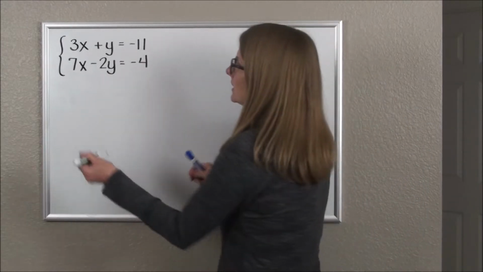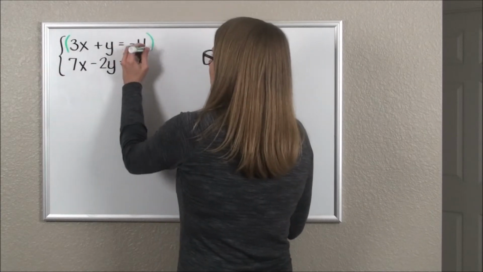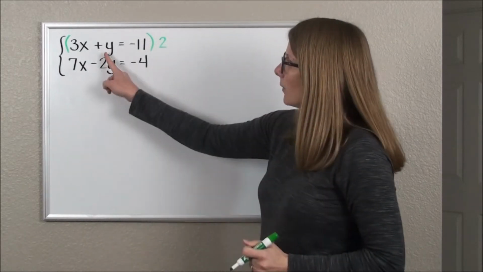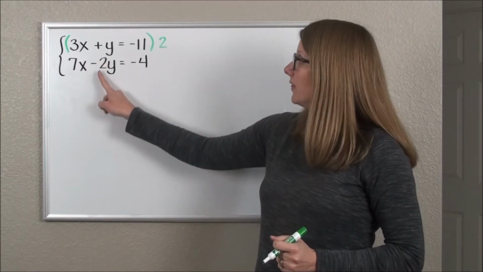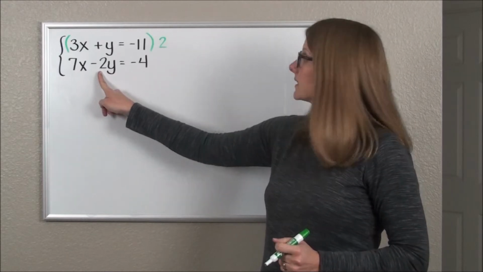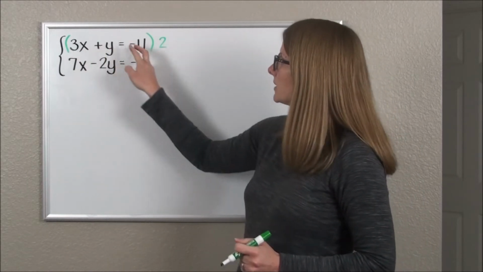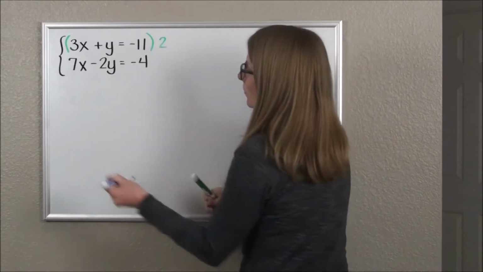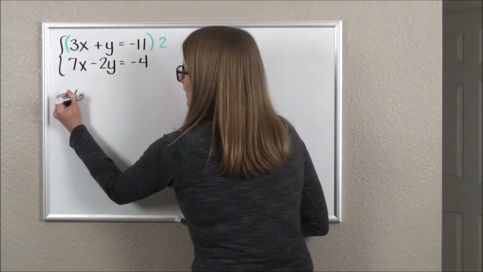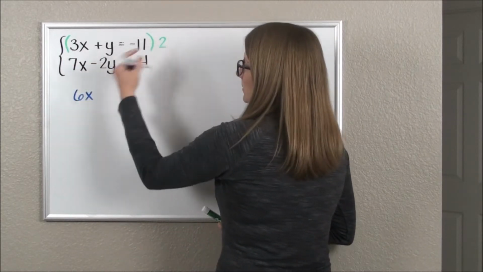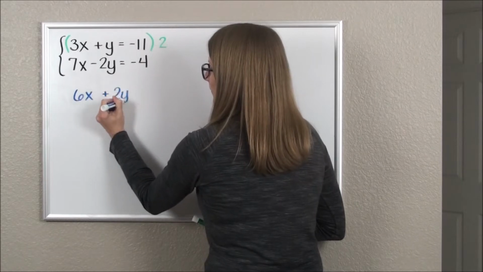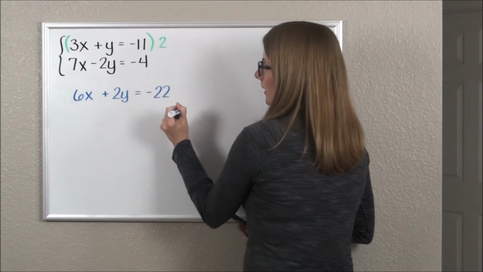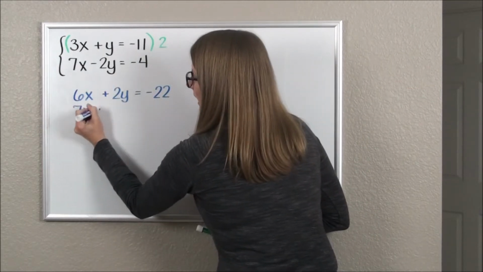It looks to me like the easiest way to make that happen is in this first equation. If I multiplied that by 2, I would have positive 2y that combined with negative 2y would cancel out. So as long as I multiply both sides of the equation by 2, that'll be fair game. But let's manipulate that first equation in that way. 3x times 2 is 6x. Y times 2 is 2y. Negative 11 times 2 is negative 22. Now I'm going to leave the second equation exactly as it is.